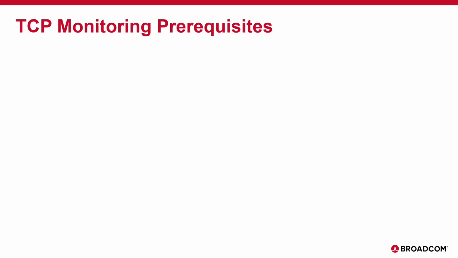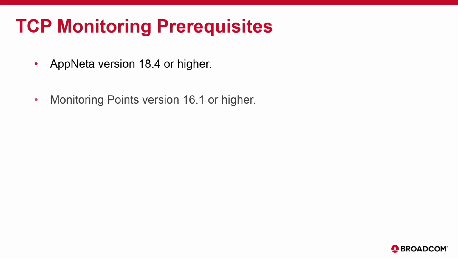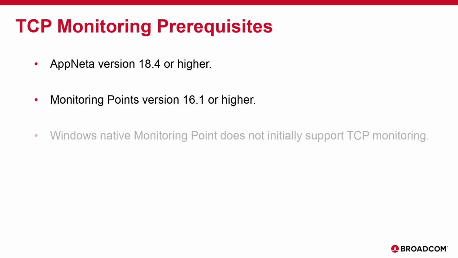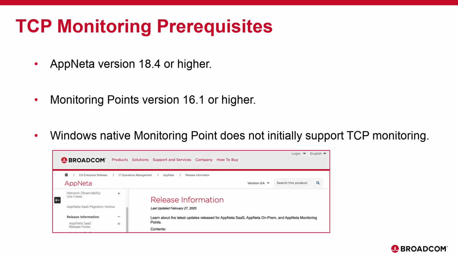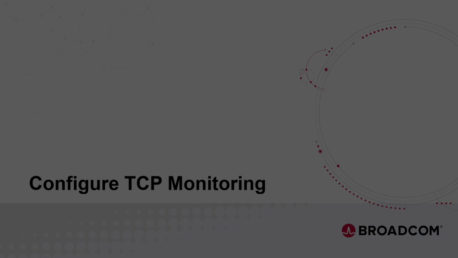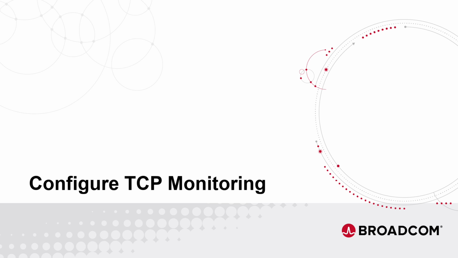TCP monitoring is supported in AppNeta version 18.4 or higher, and monitoring points must be version 16.1 or higher. The Windows native monitoring point does not initially support TCP monitoring, but keep an eye on the AppNeta release notes for updates. Next, let's take a look at how to configure TCP monitoring in AppNeta.